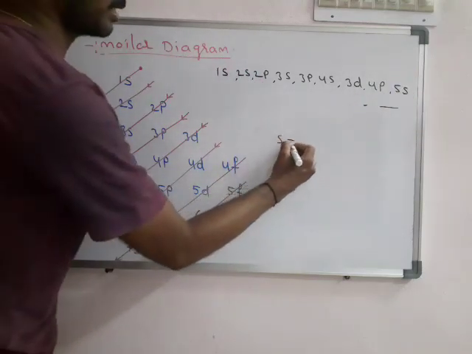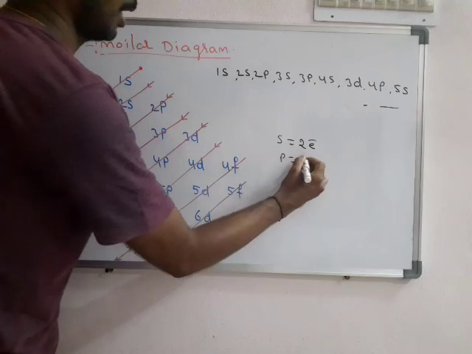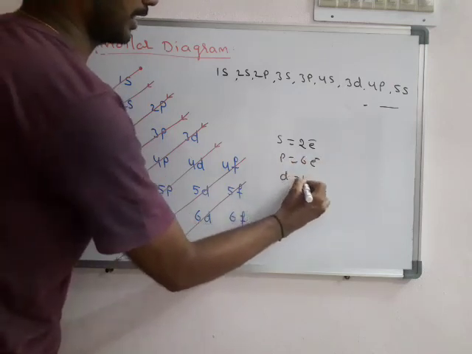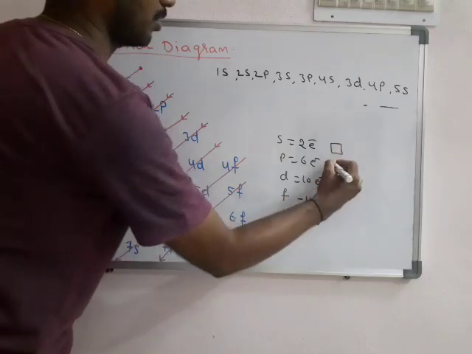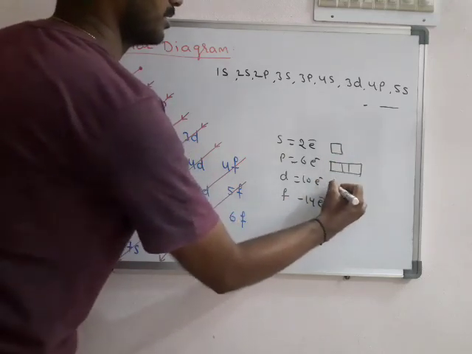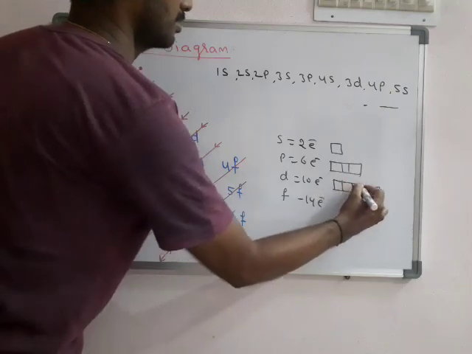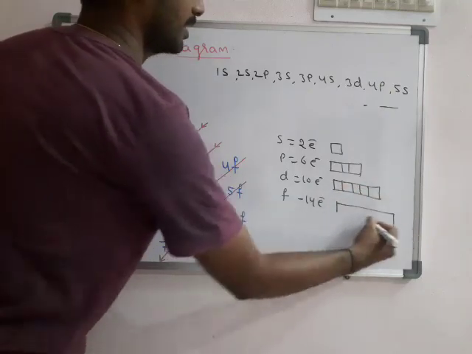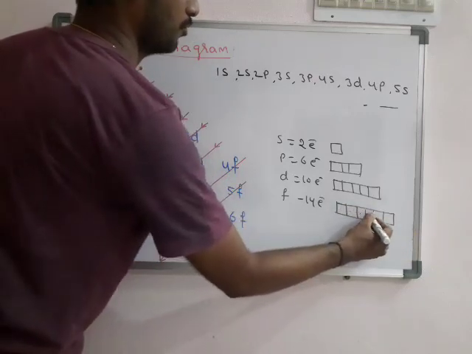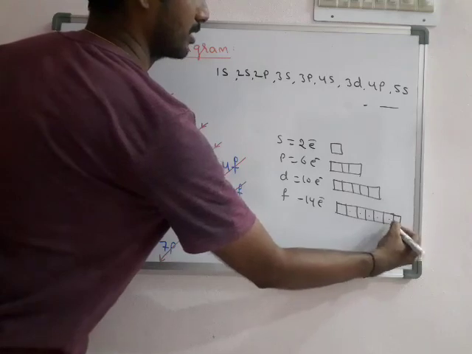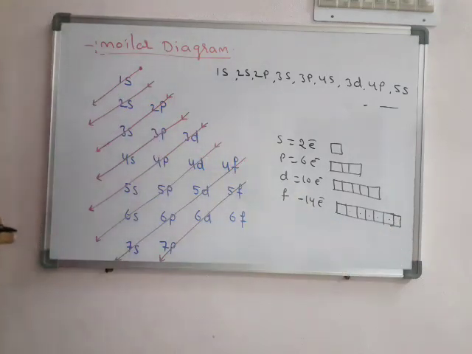The s subshell holds a maximum of 2 electrons, p holds 6 electrons, d holds 10 electrons, f holds 14 electrons. Because s has 1 box, p has 3 boxes, d has 5 boxes, and f has 7 boxes. Each box carries 2 electrons. So this is the distribution of electrons and the configuration up to 20 elements.